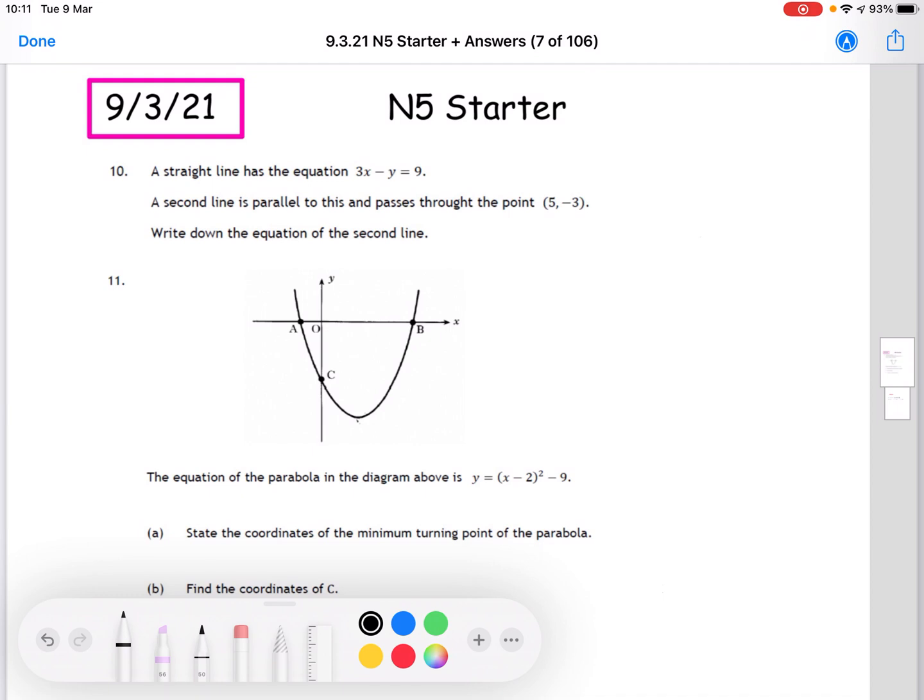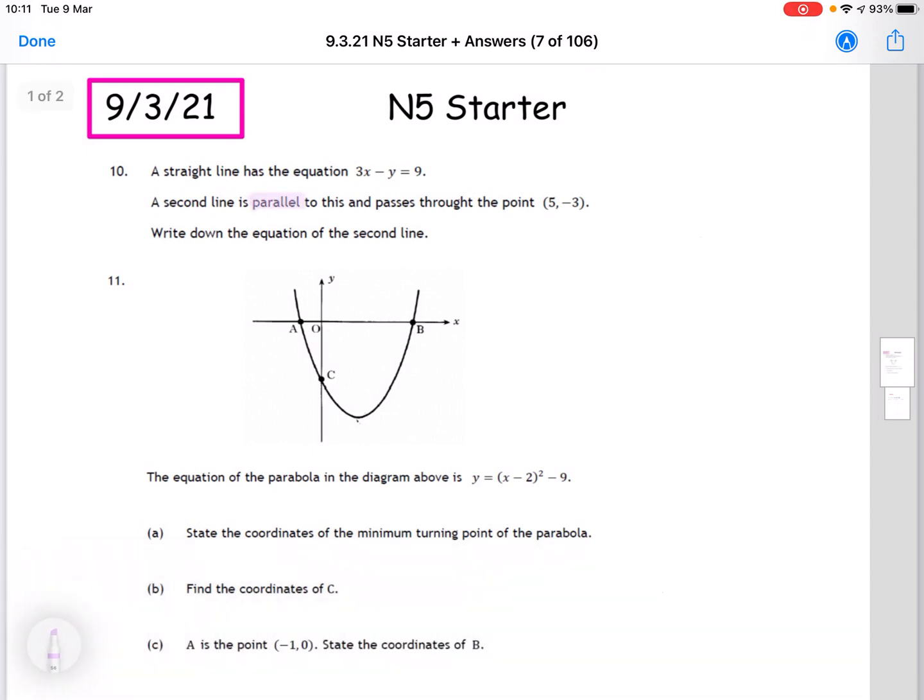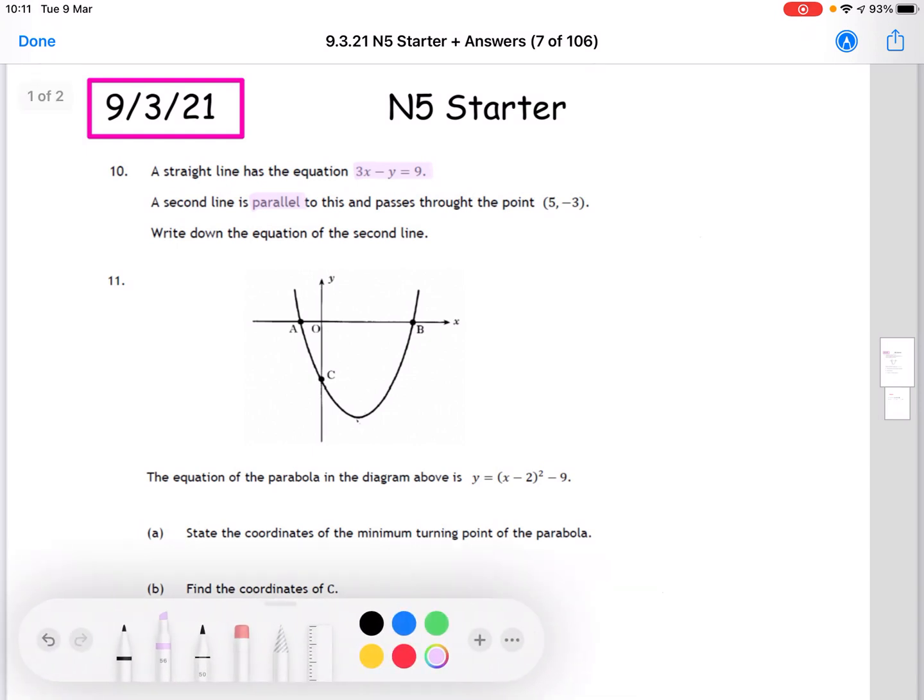So anytime we do any straight line questions, we need to know two things. We need to know the gradient of the line and then also one point that the line passes through. So we have a point the line passes through, which is (5, -3). We need to work out our gradient. Now, because we've been told that our line is parallel to this first line, 3x minus y equals 9, we can rearrange the first equation into y equals mx plus c, and then we can identify the gradient.